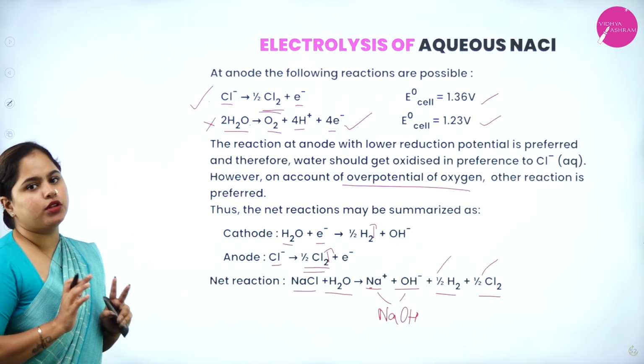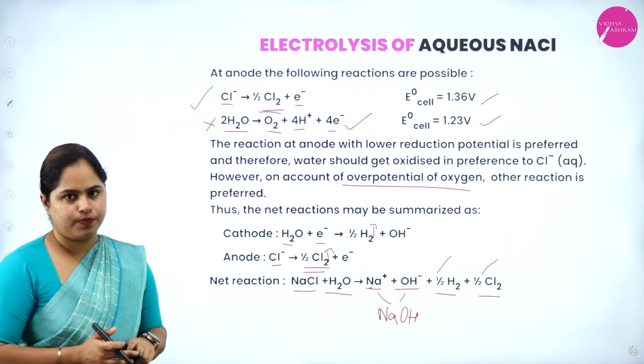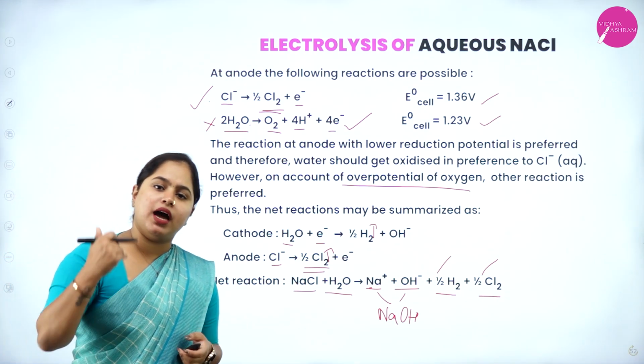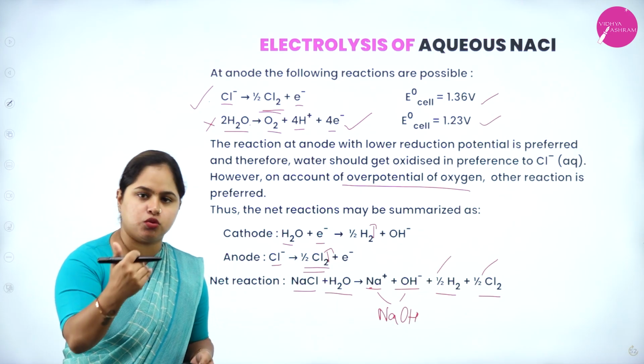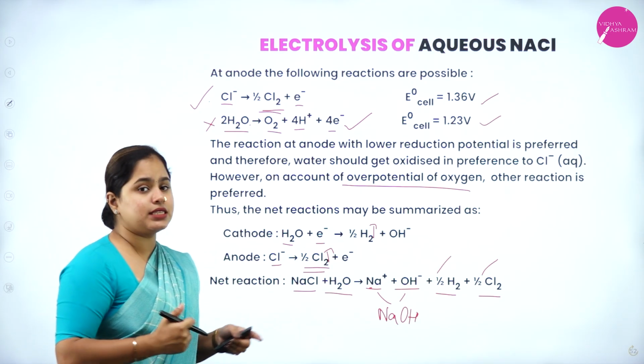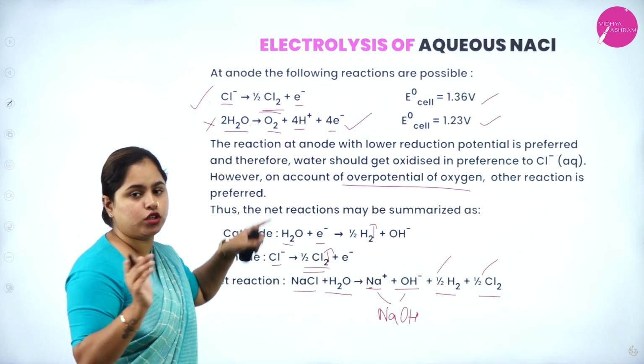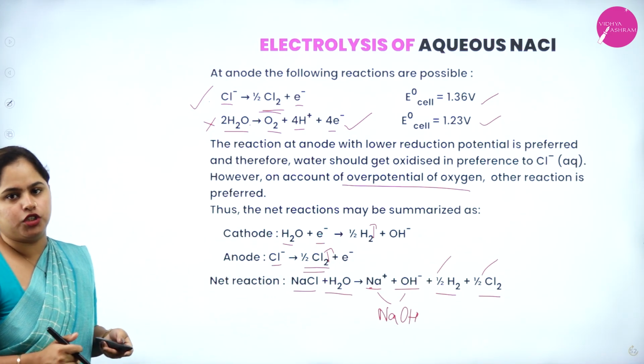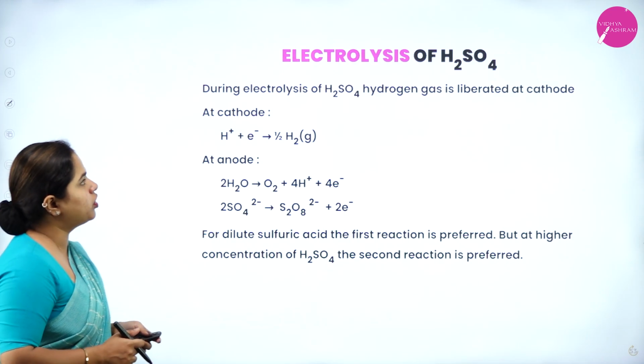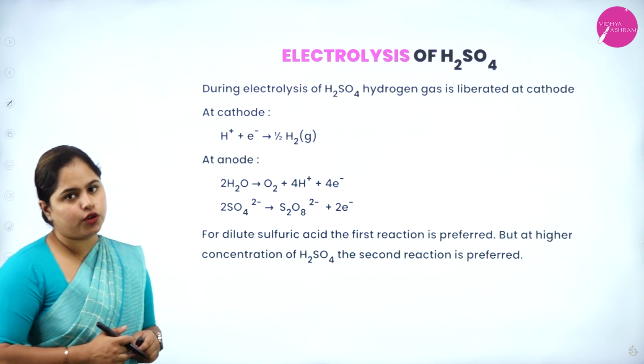So only depending upon the electrode potential we are going to choose. Right. So what you have to remember, the higher reduction potential value will be chosen as the cathode. But in this case, the lower reduction potential one, even if it is this, is not chosen because of the overpotential of oxygen. Right. Moving on to the next one, that is electrolysis of sulfuric acid.